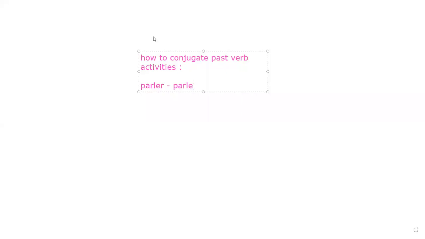Now, very, very important to understand: how to conjugate past verb activities? For example, we came to know parler, er verb, and the past participle is parlé. Clear? D'accord?